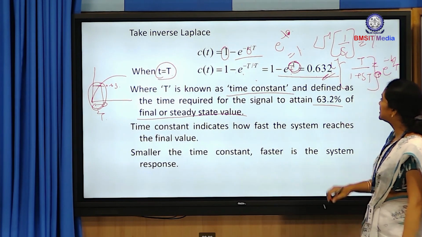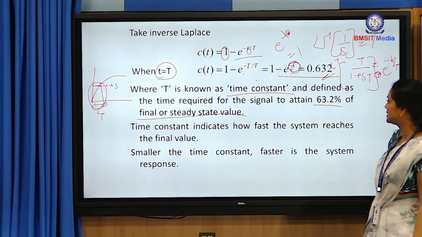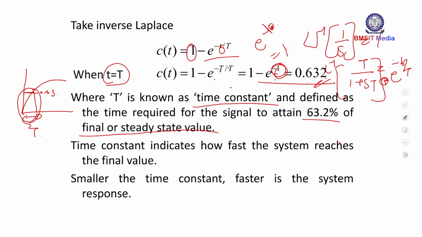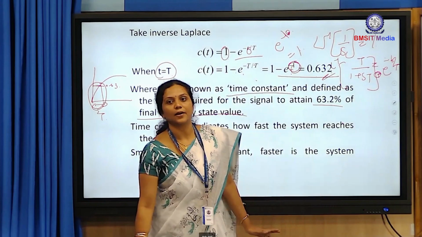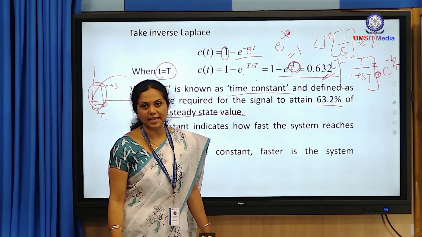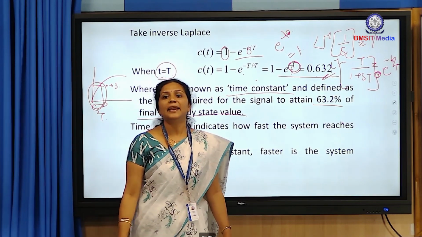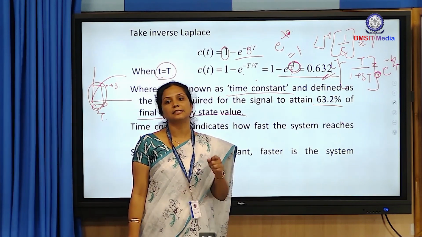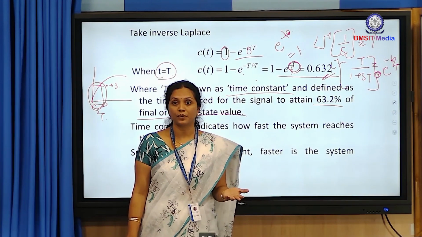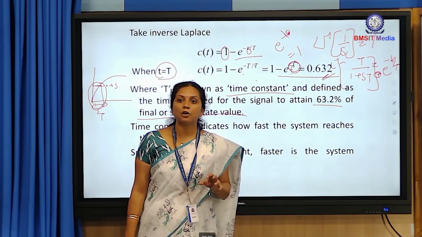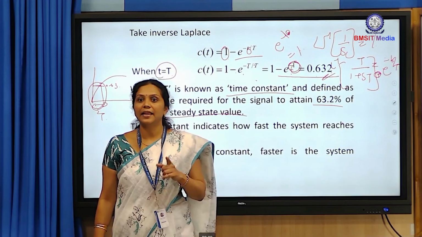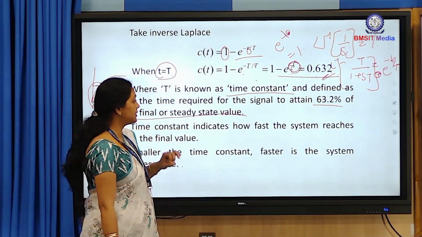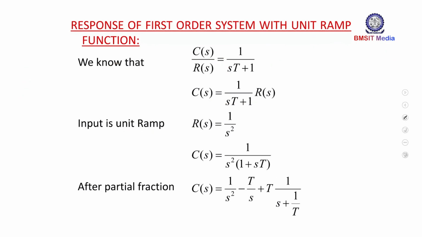So depending upon this value, we have told that it is the time that is required for the signal to attain 63.2% of the final or the steady state value. Now you can see here, whatever the time constant is there, that is nothing but the capital T, it indicates how fast the system reaches its final value. Similarly, the time constant is faster if the system response changes.